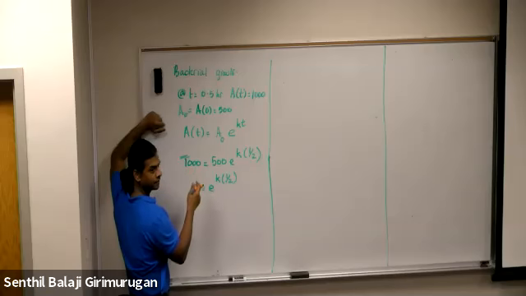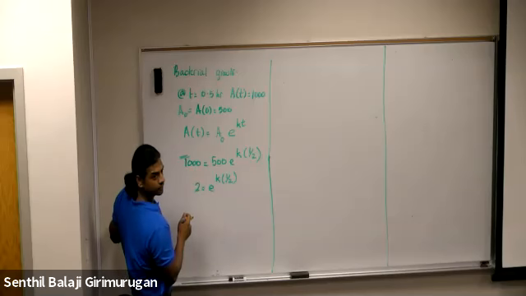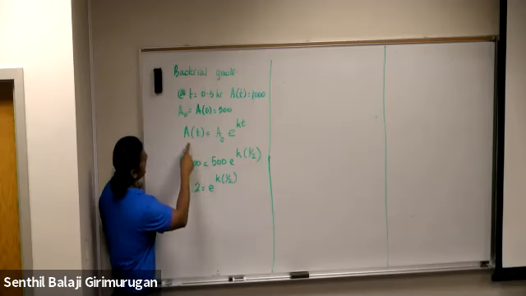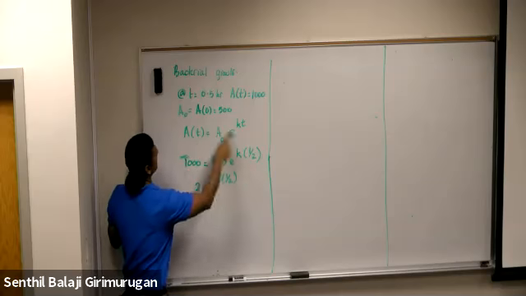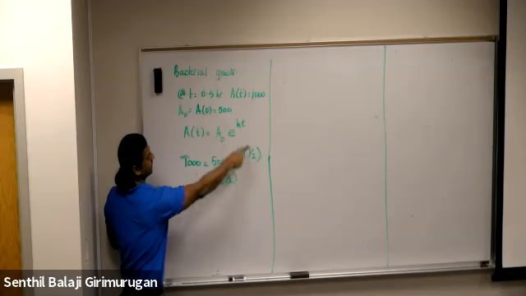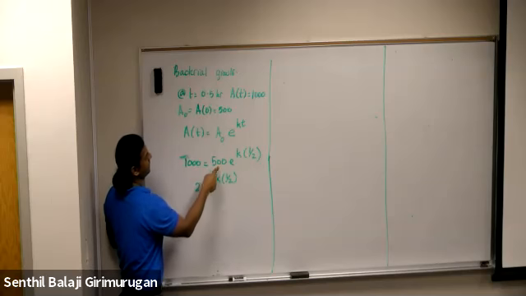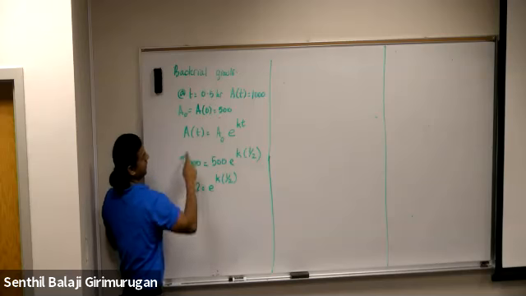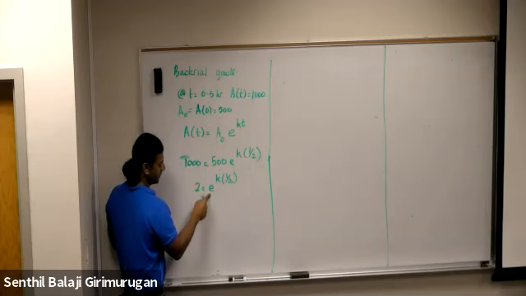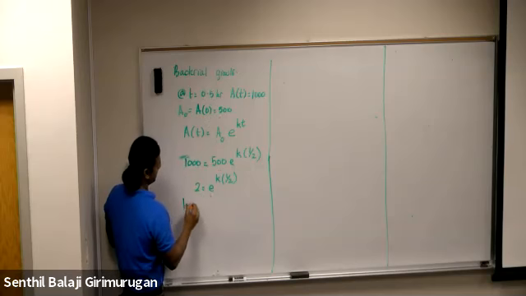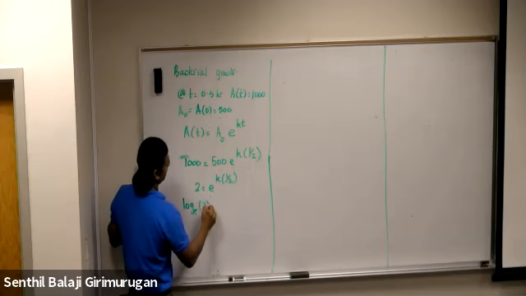Let's do that one more time. A of t is 1,000 when t is half an hour. So I put in half. The initial value is 500. So divide by 500 on both sides, I'll get 2. I want to get rid of e, so I'm going to take log base e on both sides.